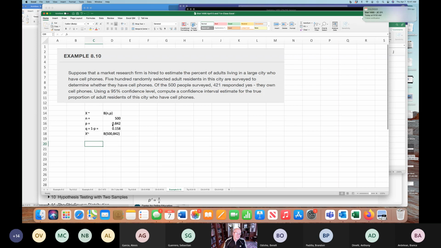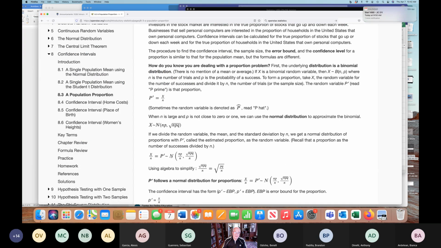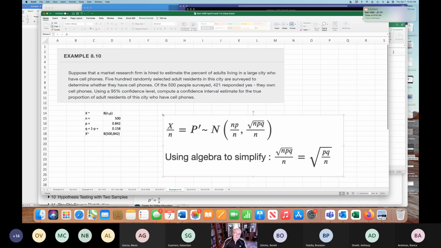So what's the normal approximation of this? Well, I can go back to here. If we have x over n, which is your p prime, so first of all, the normal approximation for the individuals is np, square root of npq. This one is going to be np divided by n, so it's just going to be p, and the standard deviation divided by n. This would be helpful, wouldn't it? Why don't I copy this?